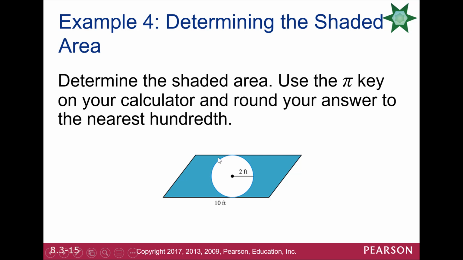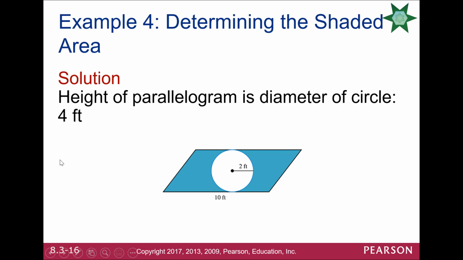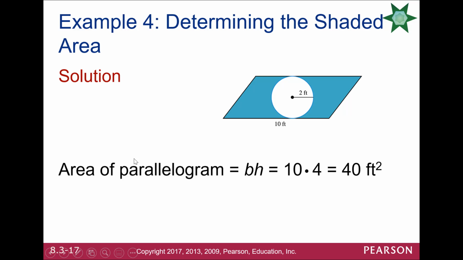So here, for example, we have a circle. We also have a parallelogram. They're going to do some work here to find the area of the shaded area. So we're going to find the area of the parallelogram, but we're also going to find the area of the circle and subtract. The height of the parallelogram is the diameter of the circle. Remember, this is only the radius. The entire diameter would be double that, or 4. So the area of the parallelogram is going to be base 10 times height 4, or 40 square feet.